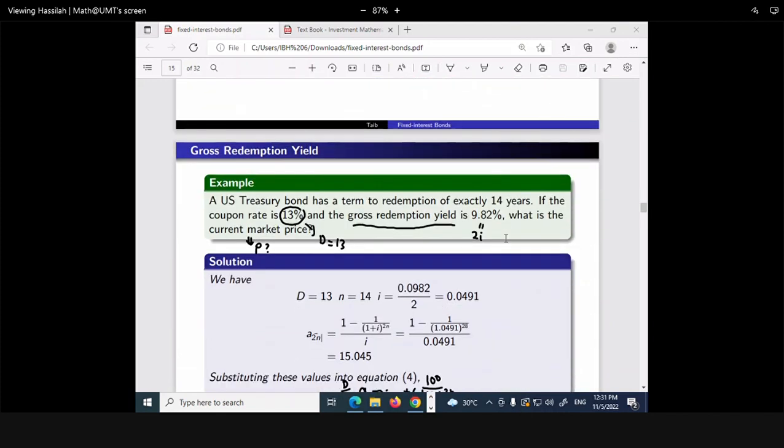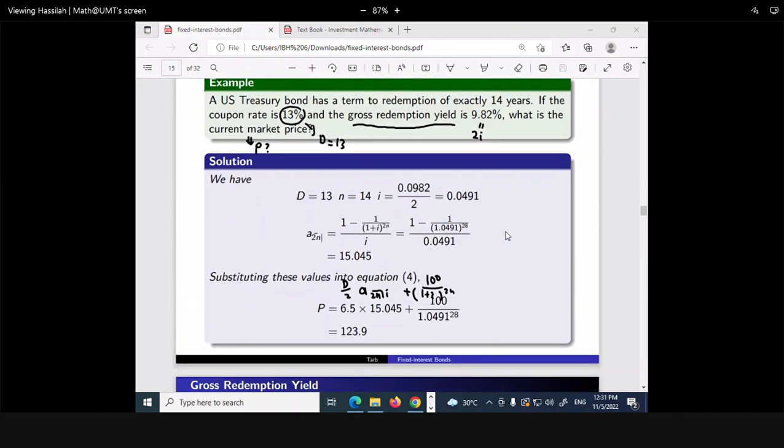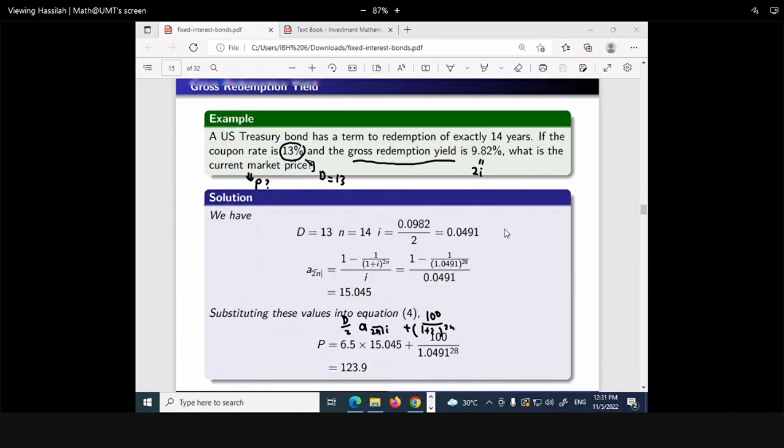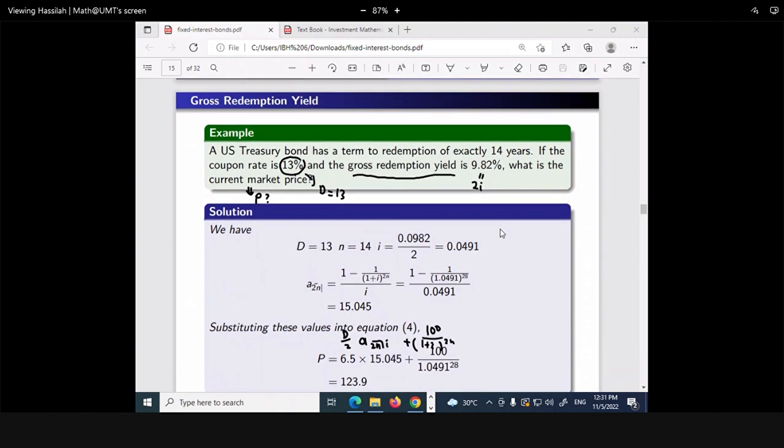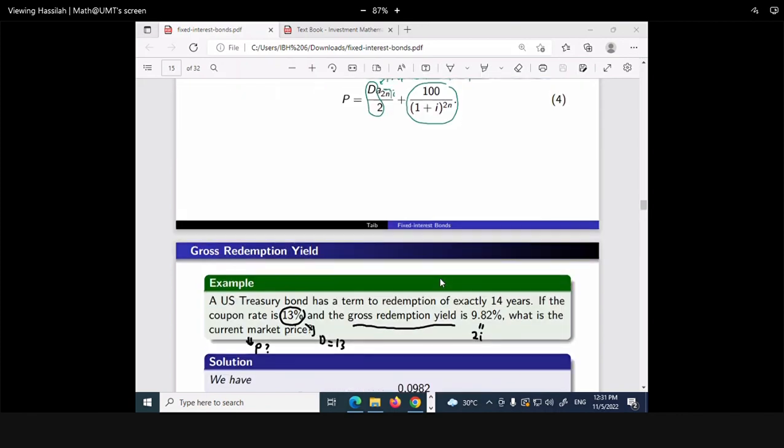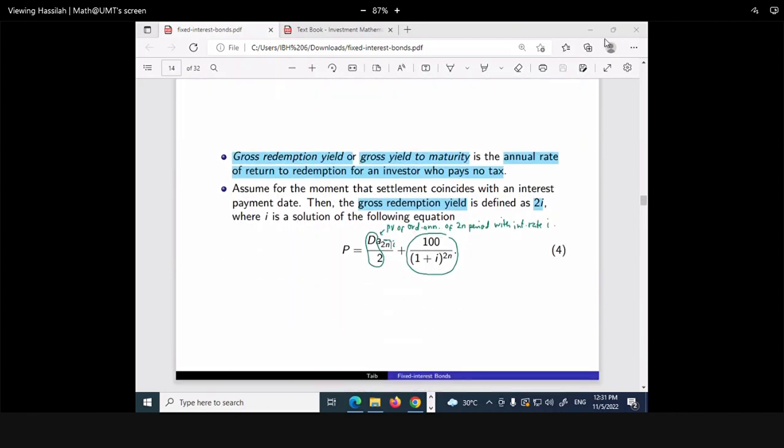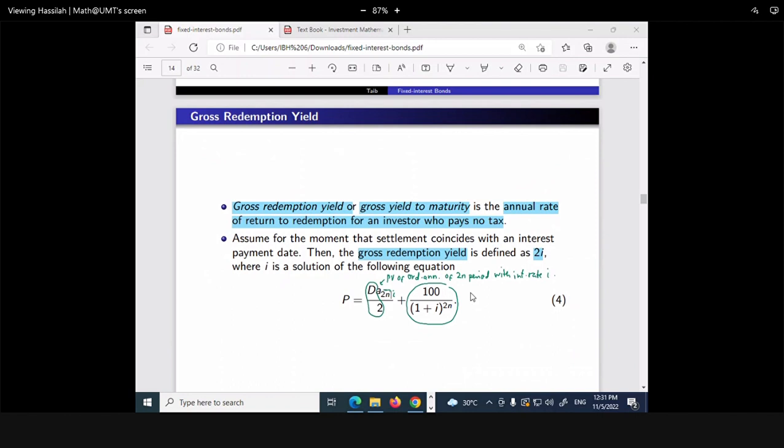Okay, kita move lah kepada yang hari tu kita dah pergi pada example ni. Gross redemption yield. Basically dia menggunakan formula yang sama saja. Gross redemption yield hari tu apa dia? We discussed until the example. Yield is like interest, in percentage lah yield tu. So we say gross redemption yield, like annual rate of return to redemption for investor who pays no tax.